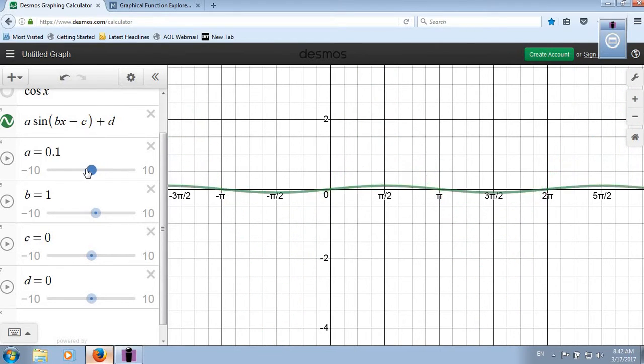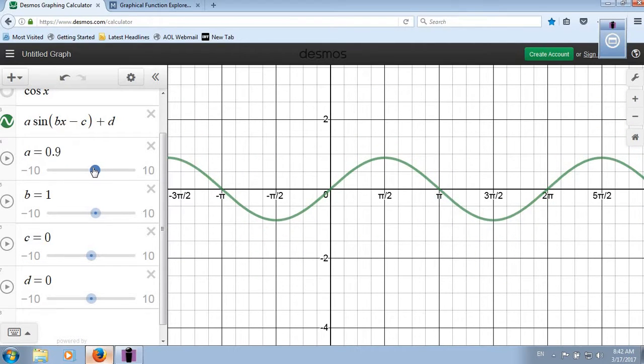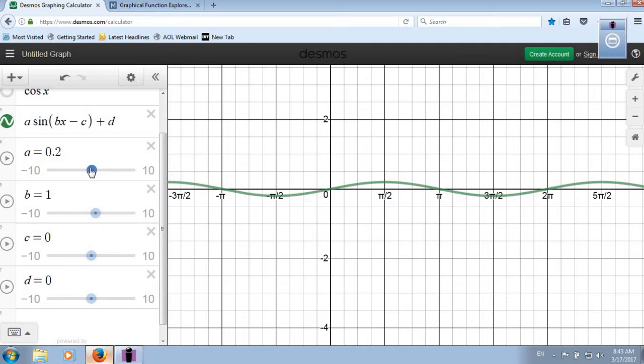So the amplitude change is a vertical change. I can even go down. Well, if the amplitude becomes 0, there's no graph, right? It's just a zero. It's just a flat line.